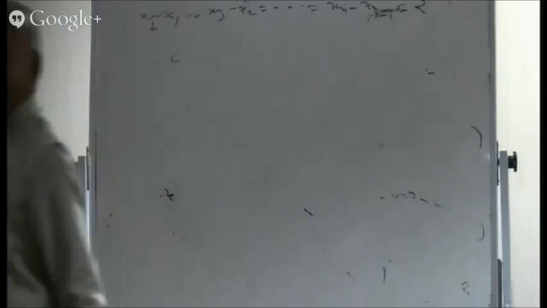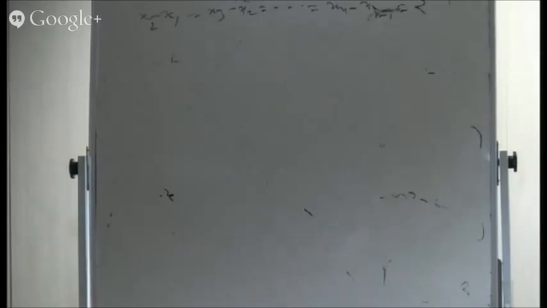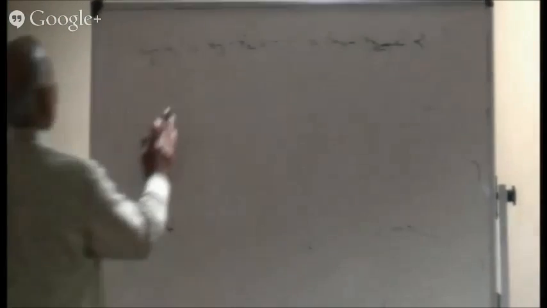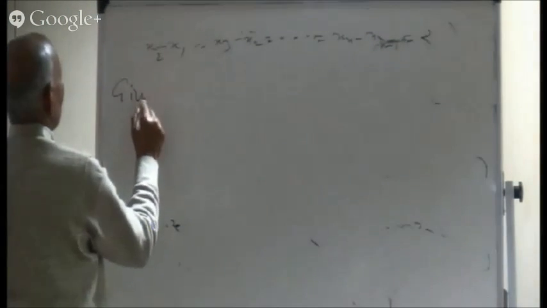x2 minus x1, x3 minus x2, because all these numbers x1, x2, x3 are given to be in AP, x2 minus x1, that is their common difference, is given to be alpha. x3 minus x2, common difference alpha, and so on. Now here we need the value of sine alpha times this expression. So here is your given expression. Look upon the given expression. So what is that given expression?